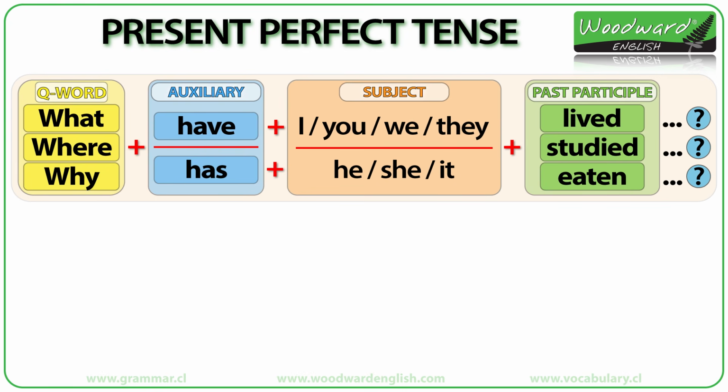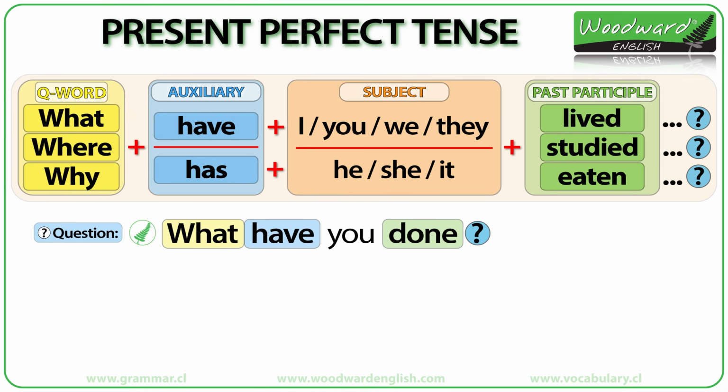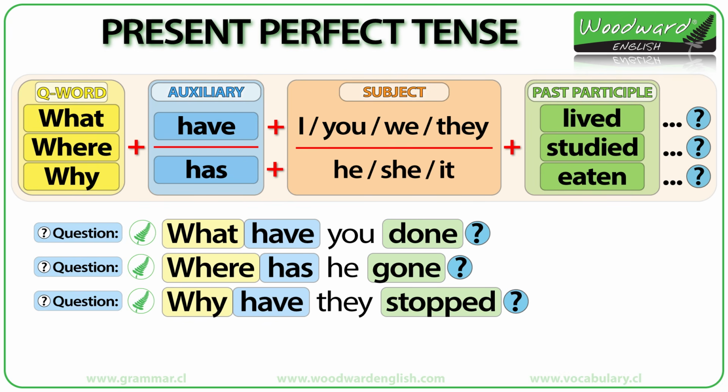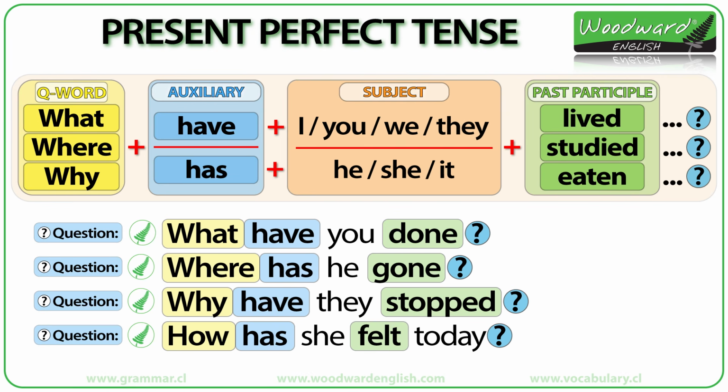Present perfect tense with question words. We can also use question words, what, where, why, etc., at the beginning of the question. For example, what have you done? Where has he gone? Why have they stopped? How has she felt today?